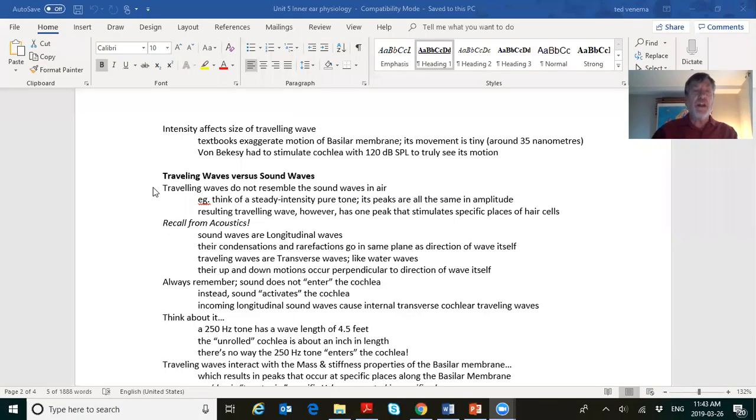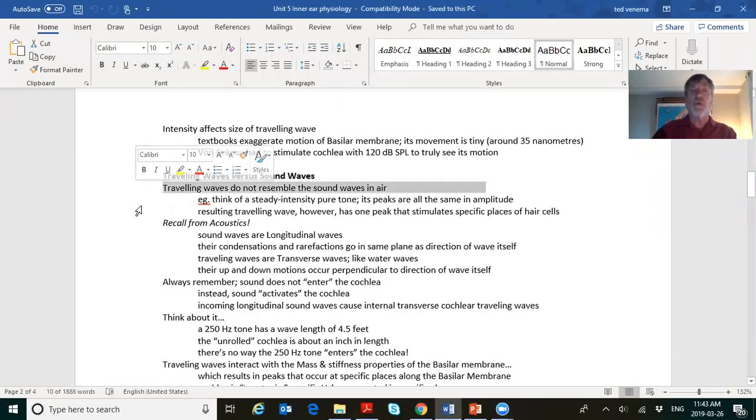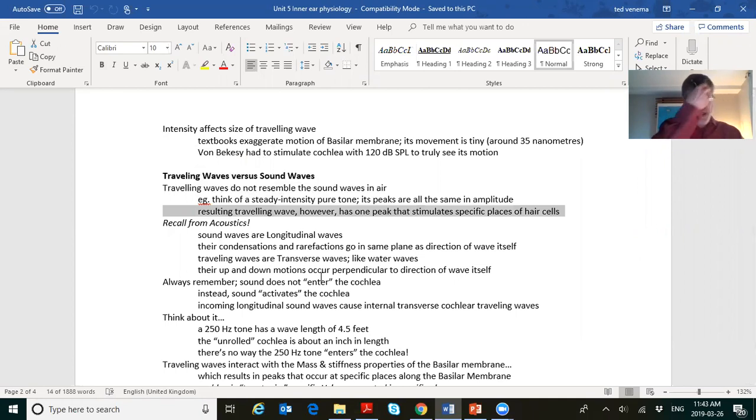Share screen and look at our notes. Traveling waves do not resemble sound waves in air. Think of a steady, pure tone. Its peaks are all the same amplitude. The resulting traveling wave, however, has one peak that stimulates specific places of hair cells. So in other words, if we're drawing sound waves, I'll show you here.